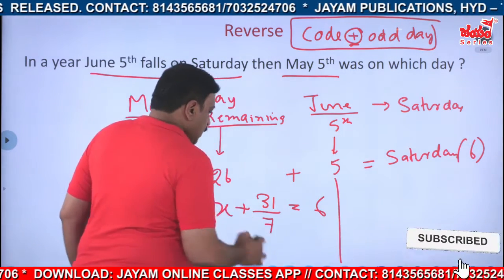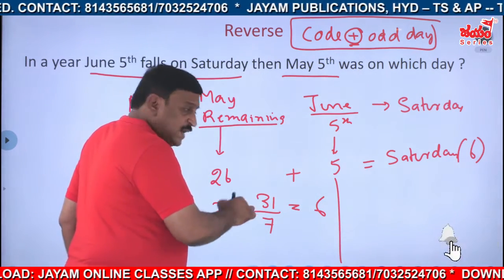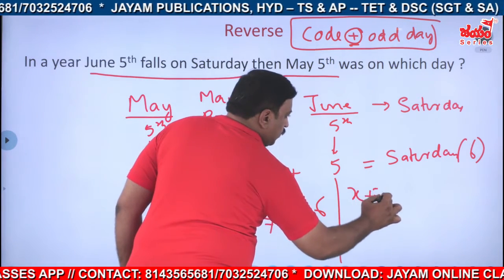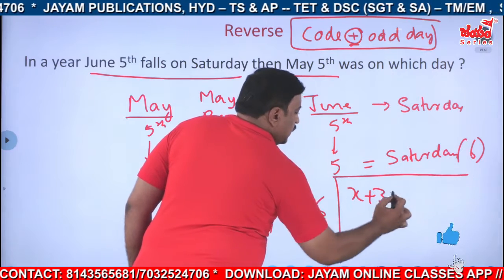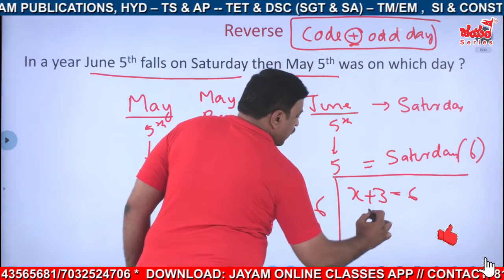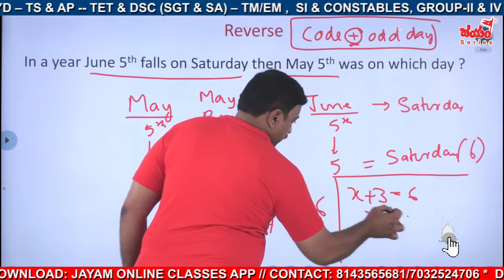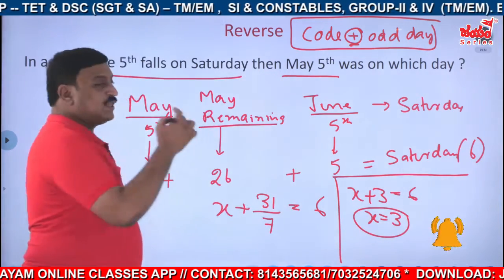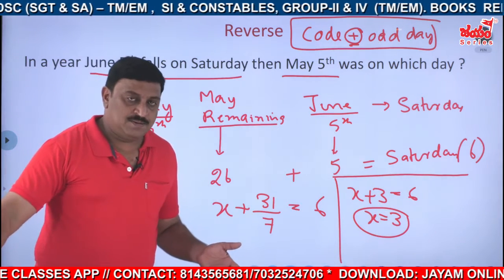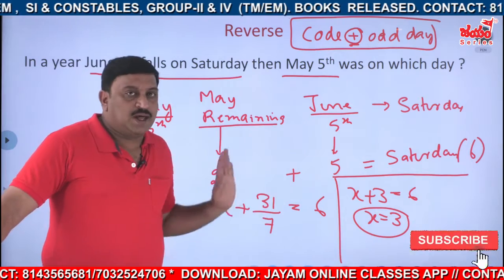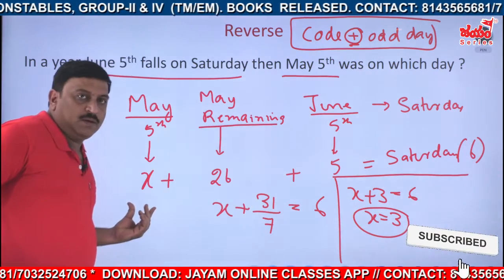I'll write here. On 4 is 28, so there are 3 odd days here. So, x plus 3 is equal to 6. So, x is how much? It is 6 minus 3, that is 3. You got your x, that is nothing but 3. See how simple this one is. We are not using minus, we are using addition to get the answer by using x only.